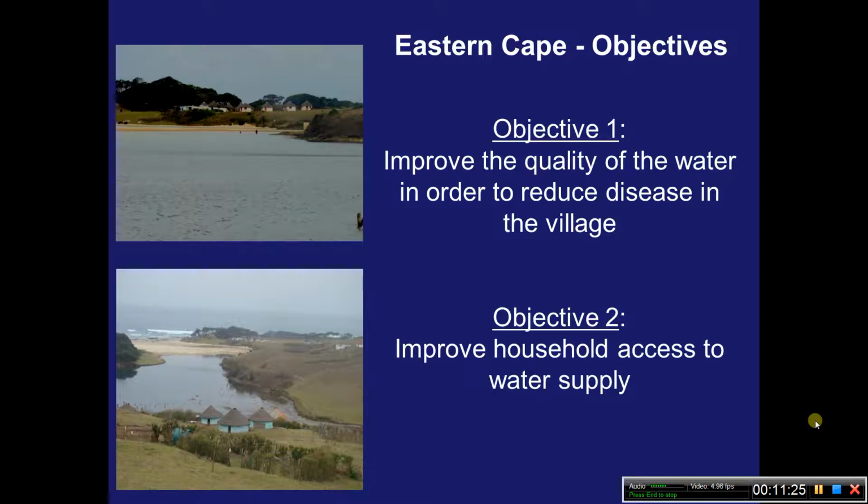The first was improve the quality of the water in order to reduce disease in the village. Disease, particularly diarrhea from poor water quality, is very prevalent in the area. And the second objective is improve household access to water supply. There's a very high seasonal variation in water supply, and also many households have to walk very far down to the river to get water. So they didn't have a single vision statement, but they had these two overarching objectives that they wanted to achieve. But those represent the kind of vision where they want to go.